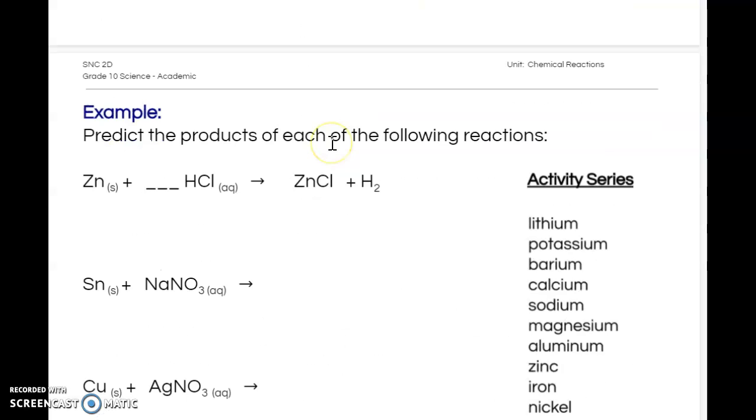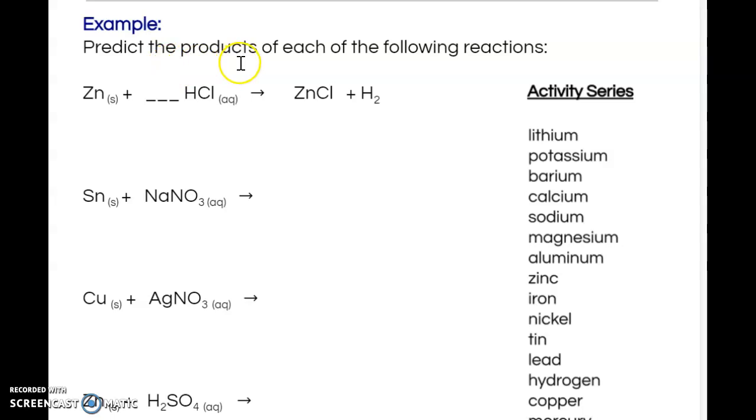Okay, and we're going to do a couple examples here. We're going to predict the products for each of the following reactions. So the first one is predict the product of the following reactions. We have zinc and then hydrochloric acid. We know that the hydrogen will act as the metal in hydrochloric acid. And zinc is solid.